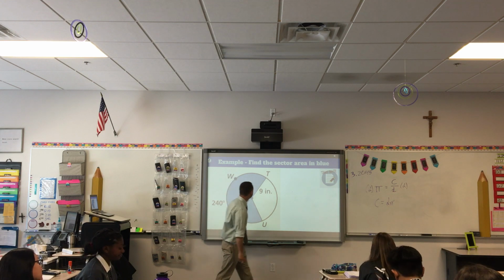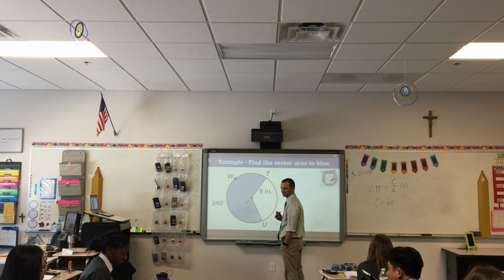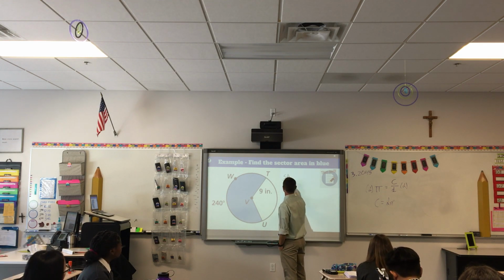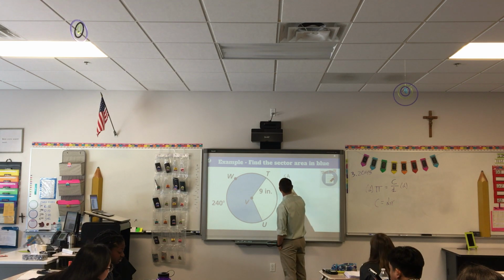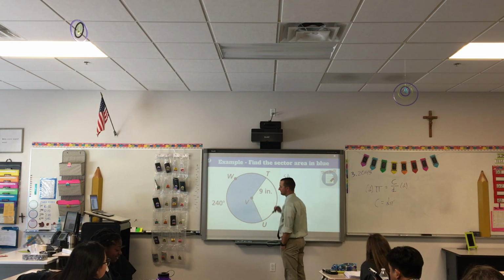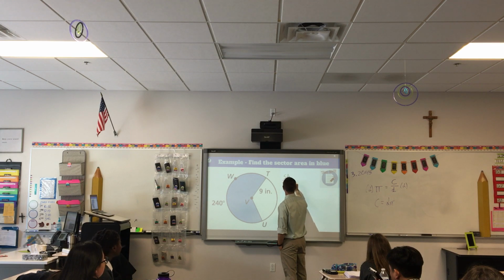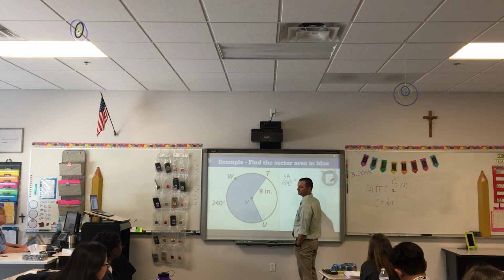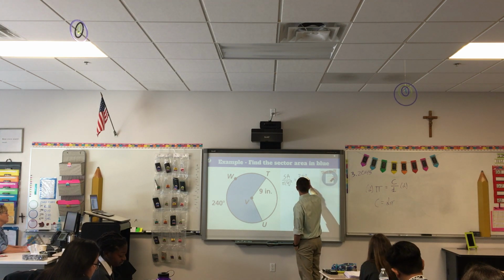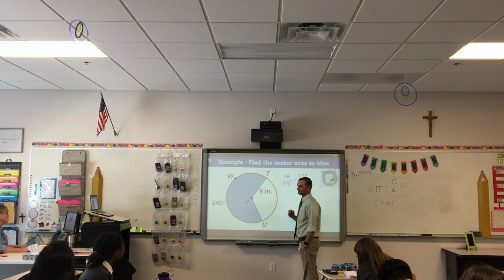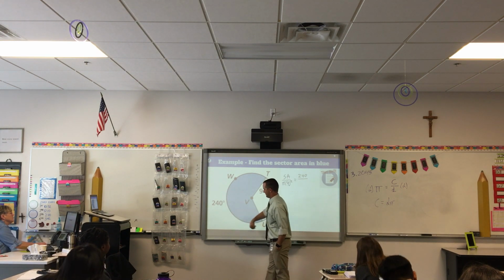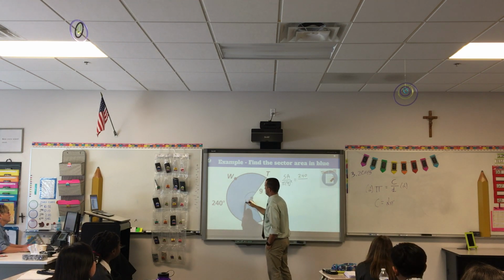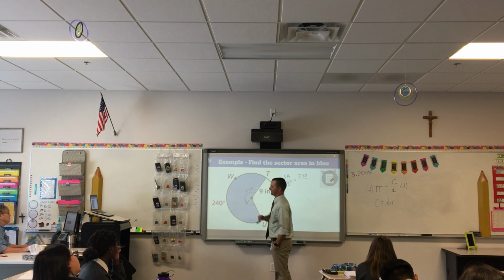Alright, Marianne, how'd you get that? I did sector area over pi times 9 squared. Good, where'd you get 9 from? It's the radius. Good. And I got 240. Where'd that come from? Good, it's the arc measure. Notice, this is talking about the blue arc measure. If I were to tell you that this angle here was 240, would that be equal to my arc measure?